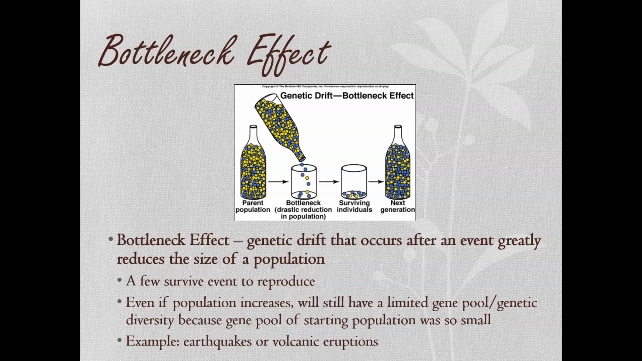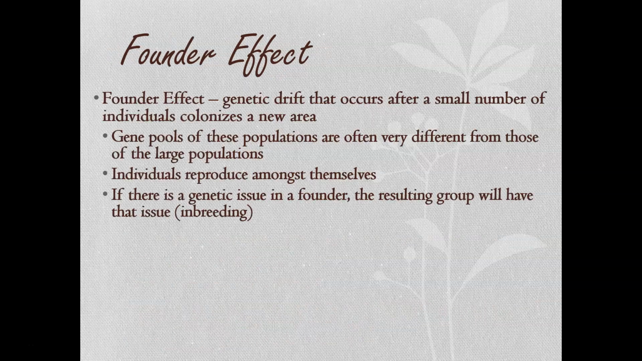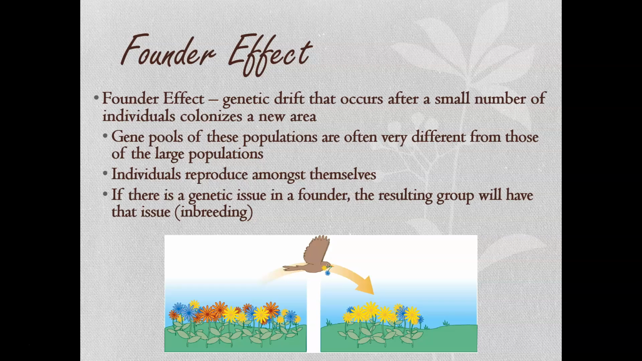So that's what we're talking about with the bottleneck. Some sort of big event happens, reduces their numbers. So then when I look at the next generation or even the generation after that, the less beneficial alleles might actually be the ones that are more common, even though it's really not as beneficial when you look at it from an evolutionary standpoint. The other way that genetic drift might occur is by this idea of the founder effect.